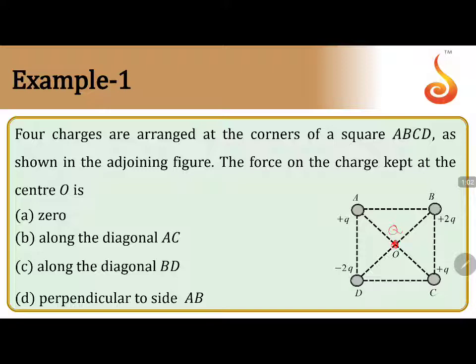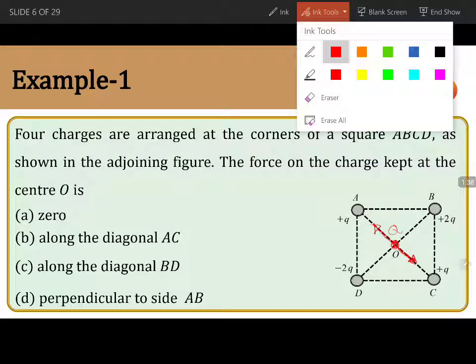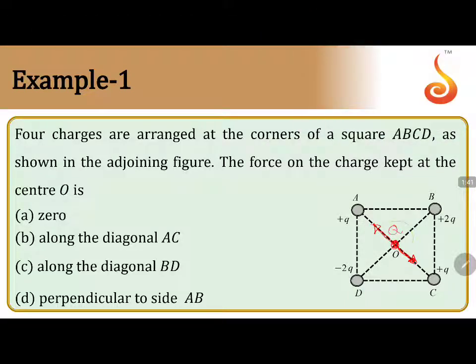If I place a positive charge here, on this positive charge, the charge A will exert repulsive force like this, and the charge C also will exert repulsive force like this. These two repulsive forces are equal in magnitude but opposite. That's why they cancel each other. So these two forces will cancel each other.